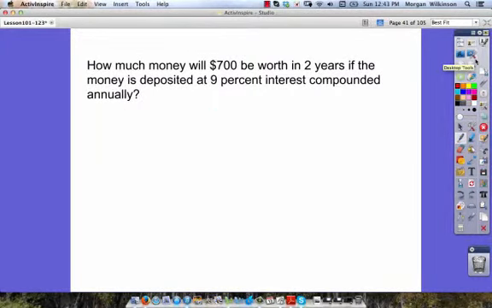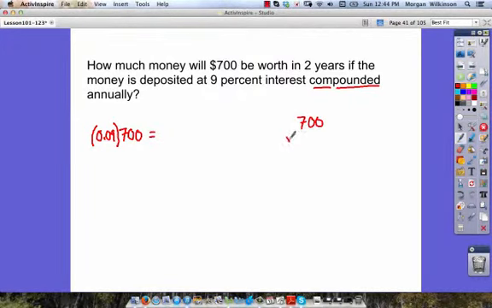How much money will $700 be worth in 2 years if the money is deposited at 8% interest compounded annually? So this is an example of compound interest. And compound interest is different than simple interest because you have to recalculate the total after every year. Let's look at what that looks like. So $700 is our initial amount. At 9% interest, so 0.09 times $700 is going to tell us how much interest we earn in the first year.